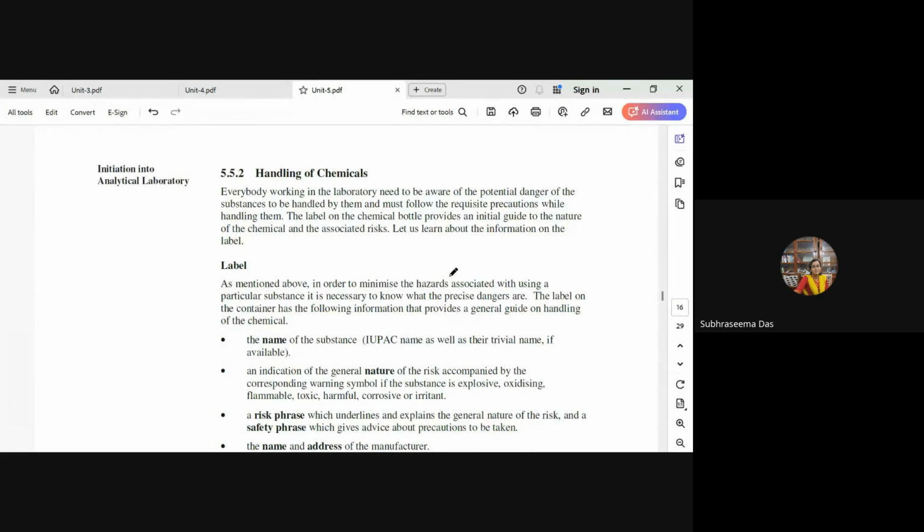Now coming to handling of chemicals. Whenever we work in a laboratory, we must have a list. There is a protocol to follow, so we must know about the proper handling of chemicals. So first, to begin with, the label.